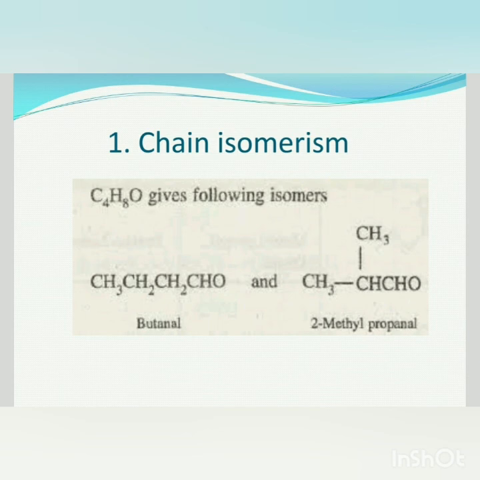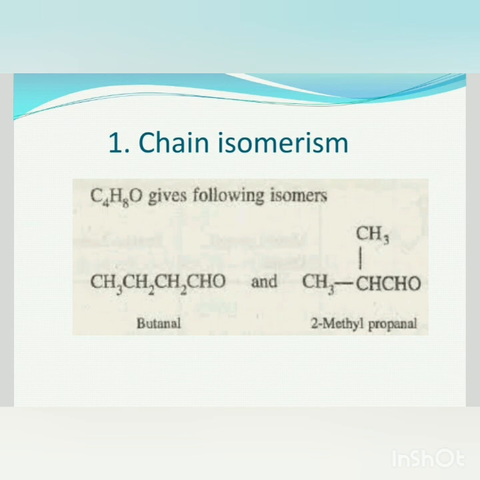So here we have an example. You see in the picture, that is butanal and 2-methyl propanal, which are chain isomers. Here the formula is the same, that is C4H8O, but the structure is different. In butanal there is no substitution, but in 2-methyl propanal we have one substitution. In butanal we have a 4 carbon parent chain. In 2-methyl propanal we have a 3 carbon parent chain. So that's why the formula is the same, but the physical properties are different.